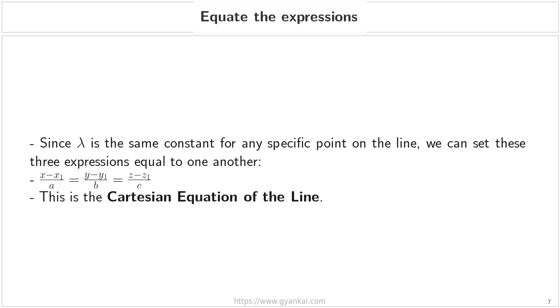And there we have it. By eliminating the parameter lambda, we have arrived at the Cartesian equation of the line. This single, continuous equation now directly relates our coordinates x, y, and z without needing that extra auxiliary variable.